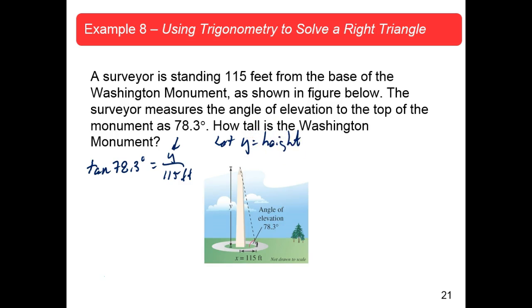So then to isolate the Y, multiply both sides by 115 feet. So these go away, and you have 115 feet over here. So 115 feet times the tangent of 78.3 degrees, that's equal to Y. Well, that's what you're looking for. If you've got a calculator, plug it in.